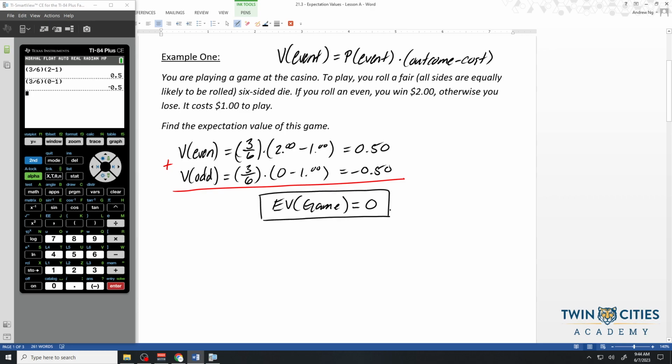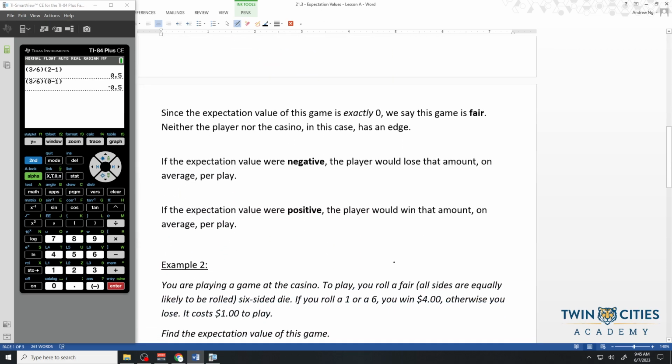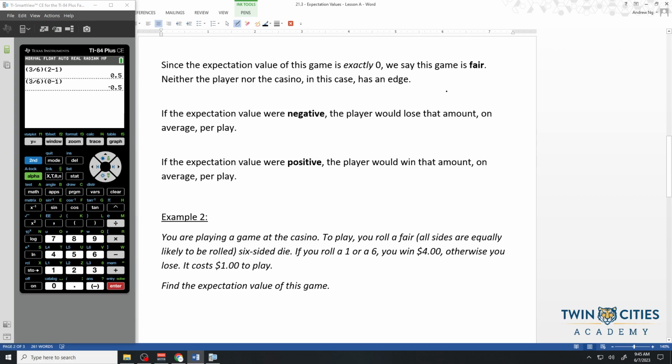In other words, on average, I don't expect to win money or lose money over time. If I were to play this game one time, of course I would either win or lose. But if I were to play this 10 times, 100 times, 1,000 times or more, the average would be I'd break even. I wouldn't win much, I wouldn't lose much. So we say this game is fair. If it's exactly 0, the game is fair.